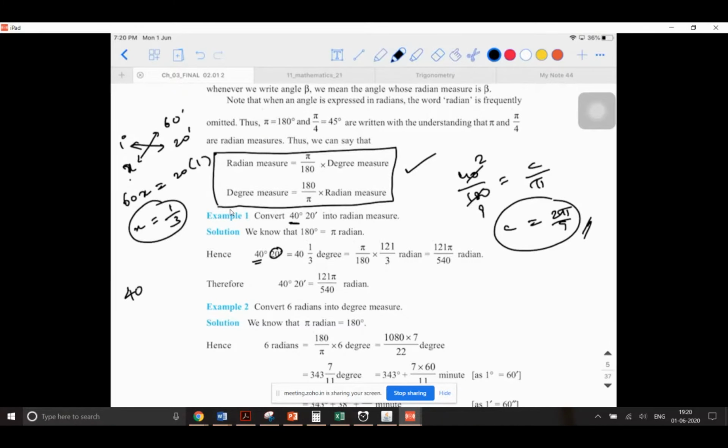So 20 minutes is 1 by 3 what? 1 by 3 degree. Now what you can do is add this to the 40 degrees, that is, 1 by 3 can be added and you can make this 40 degrees a mixed fraction. So 40 1 by 3 is how you are going to write. Is this step clear? It's a very crucial step.